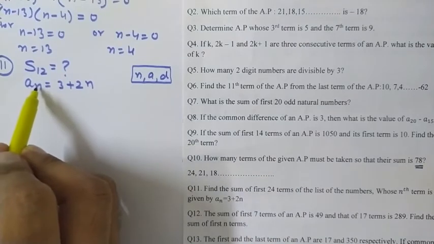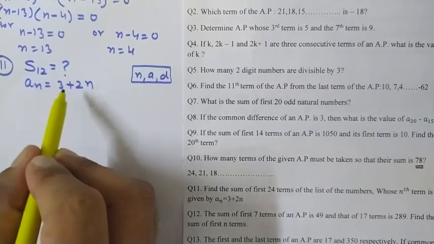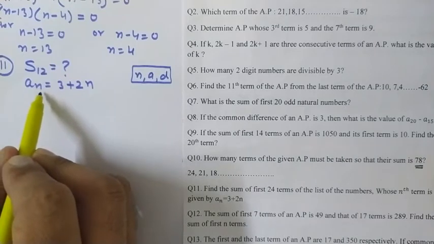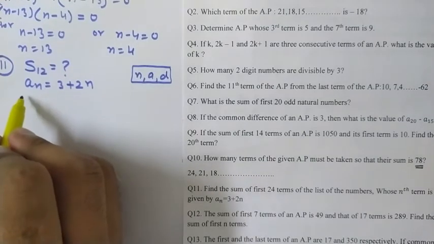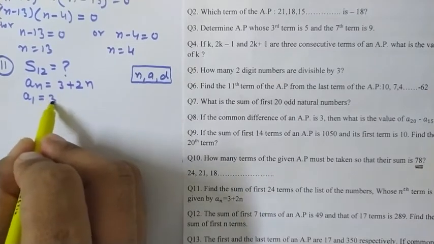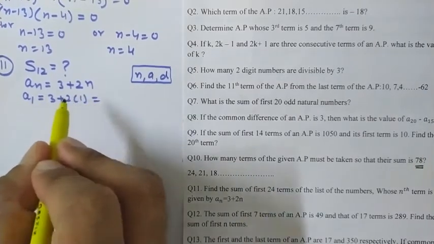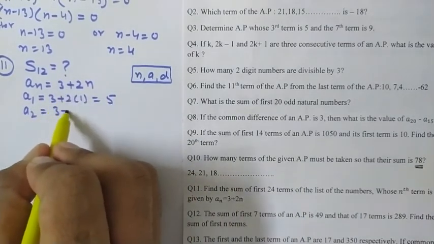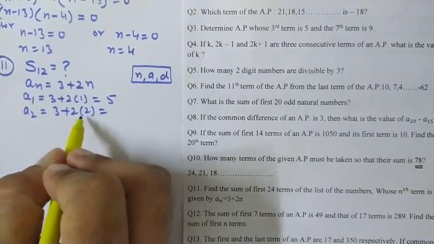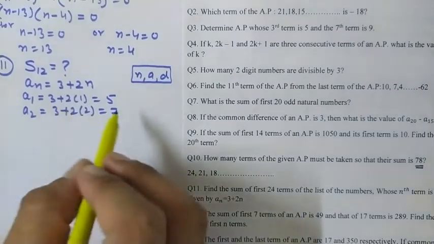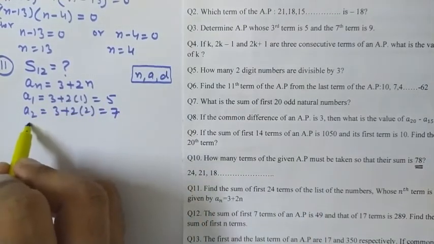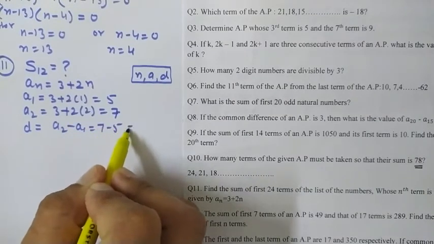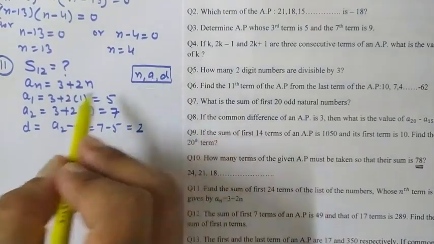See, if I fill n as 1, I will get the first term a1, that is 3 plus 2 into 1, that is 5. First term is 5. Now if I fill n as 2, I am getting the second term, so 3 plus 2 into 2. So 2 2s are 4 plus 3, 7. So second term is 7. First term is 5. So you can find out common difference also, because common difference is a2 minus a1, that is 7 minus 5, that is 2. So d is also there with me now, a is also there with me.